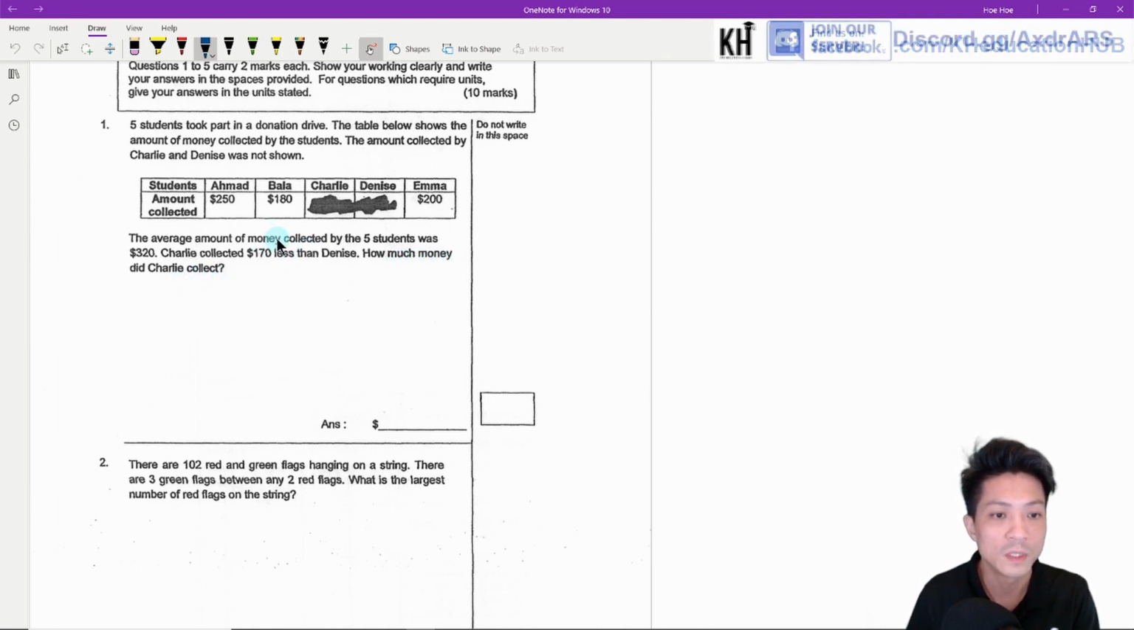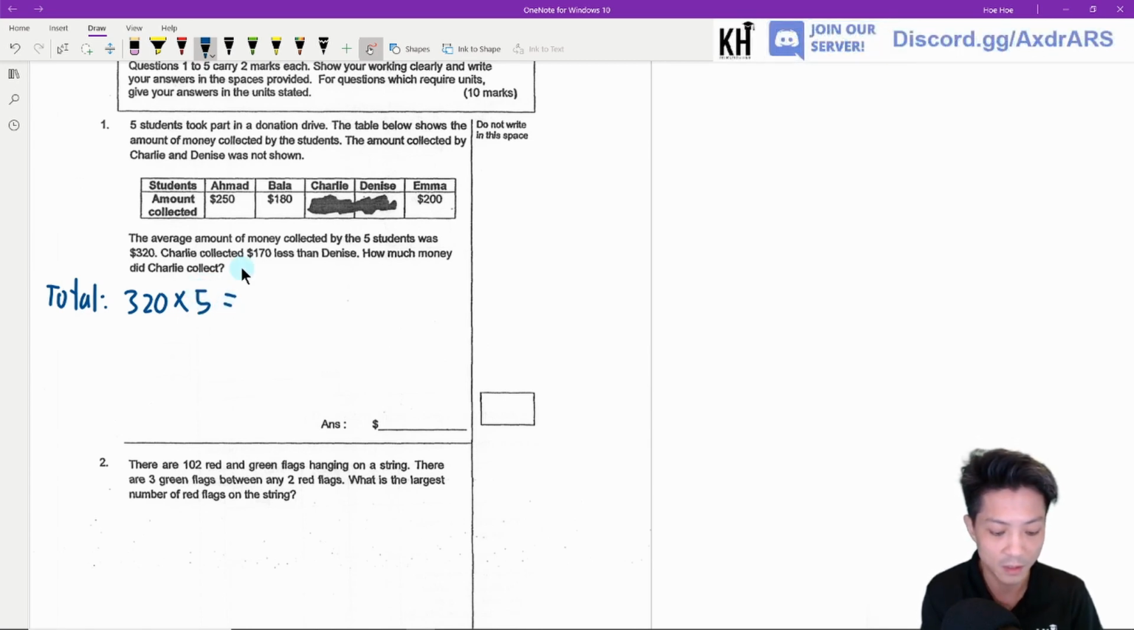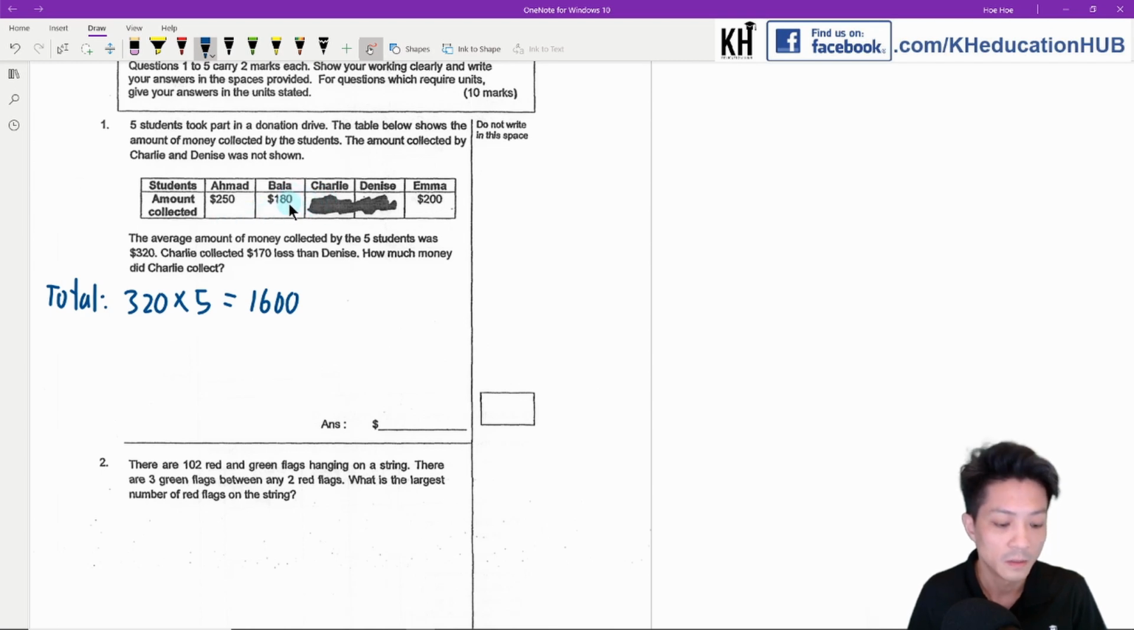Since the average amount of money collected by the five students was $320, let's find out what is the total amount collected by the five students. Total would be $320 multiplied by 5. That would give me 1,600.